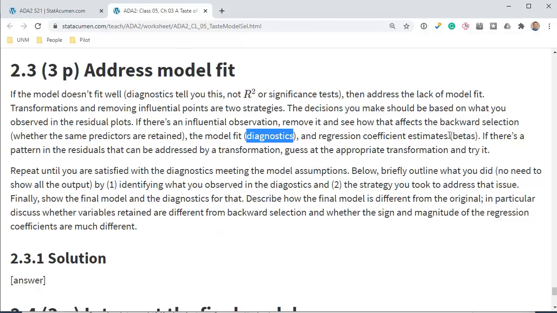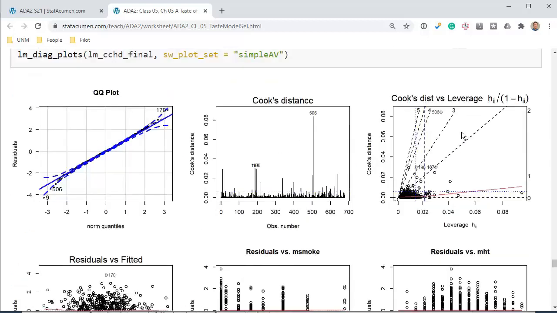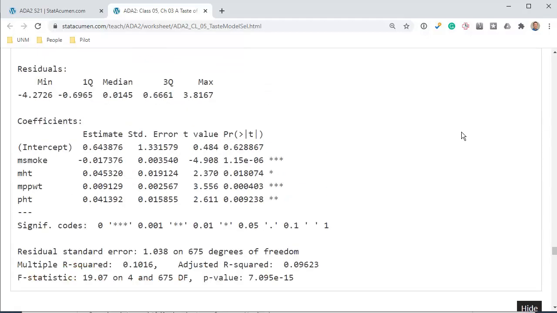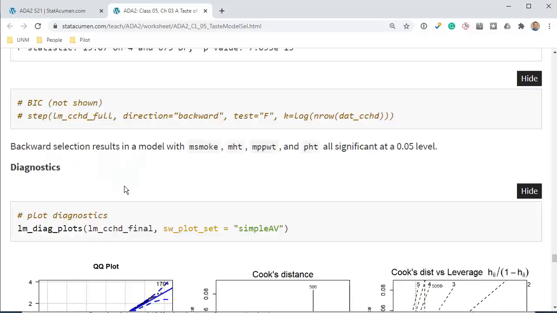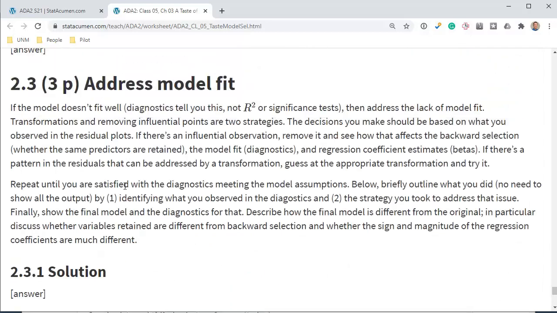And the regression coefficient estimates. So do those estimates, or the beta values, if I page up for a moment, do these estimates change very much if we remove the influential observation? So we'll be checking on that. Page back down. If there's a pattern in the residuals that can be addressed by transformation, guess at the appropriate transformation and try it. Okay, for us, our residuals look great, so we don't need to do that.